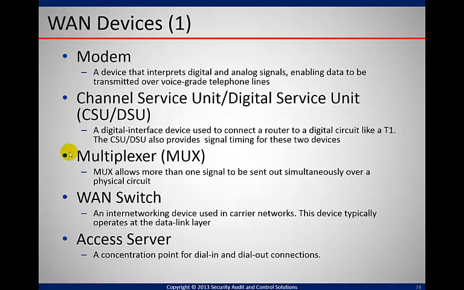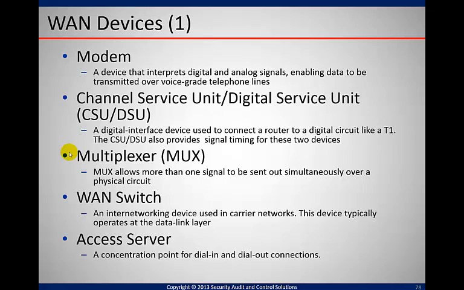We have WAN devices such as a modem. We've got a channel service unit/digital service unit, CSU/DSU, which is a digital interface device used to connect a router to a digital circuit like a T1. The CSU/DSU also provides signal timing for these two devices. A multiplexer, or MUX, allows more than one signal to be sent out simultaneously over a physical circuit.